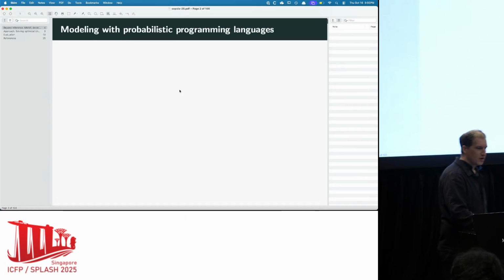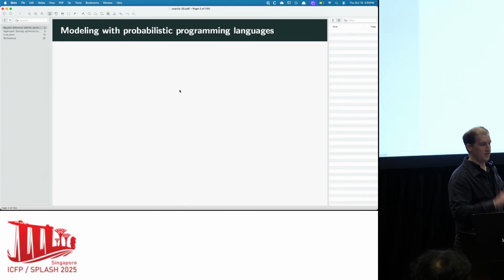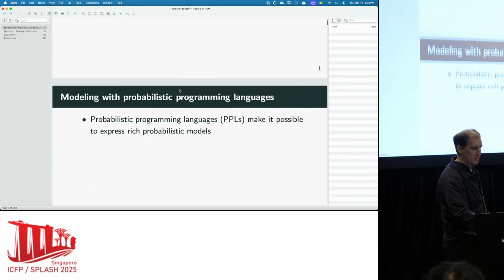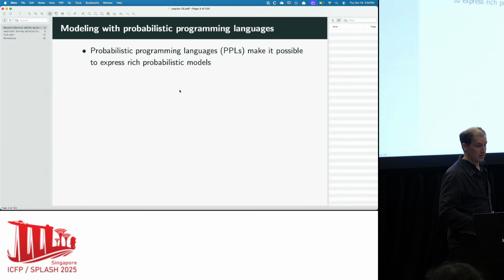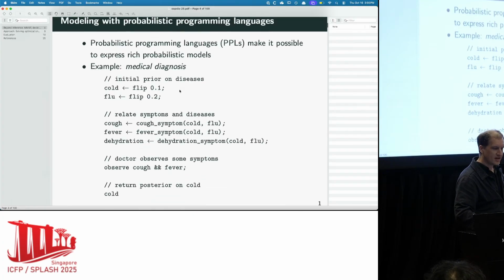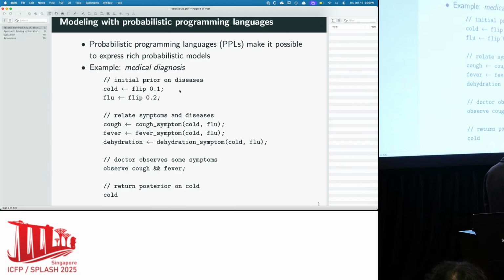All right, so what is modeling? Okay, so let's start with uncertainty. So we need to talk about what it means to model things with probabilistic programming languages. So probabilistic programming languages make it possible to express rich probabilistic models. For example, let's talk about medical diagnosis.